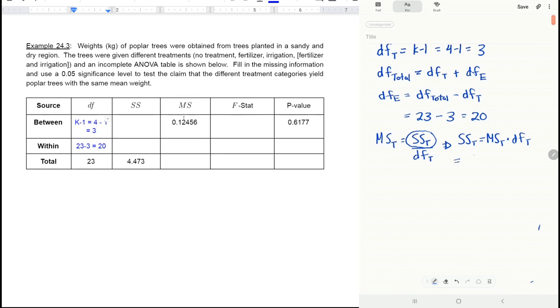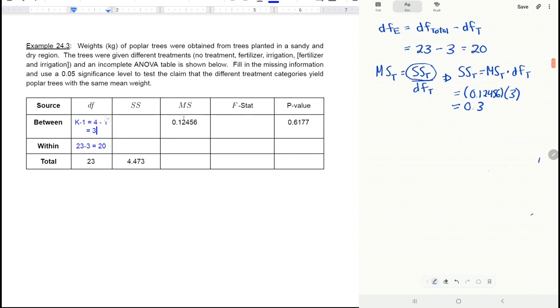So the treatment mean square is 0.12456 multiplied by 3 degrees of freedom. This gives us our sum of squares, which is 0.37368. Okay, so we can fill this in our table.